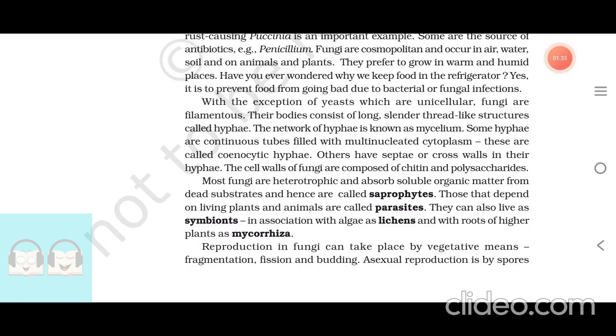The cell walls of fungi are composed of chitin and polysaccharides. Most fungi are heterotrophic and absorb soluble organic matter from dead substrates and hence are called saprophytes. Those that depend on living plants and animals are called parasites. They can also live as symbionts, in association with algae as lichens and with roots of higher plants as mycorrhiza.